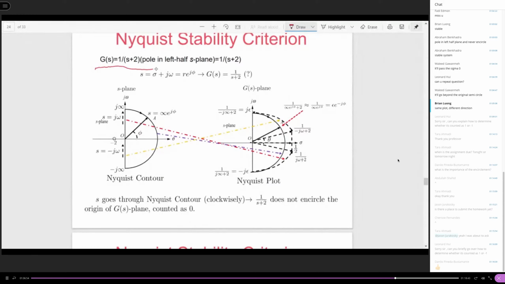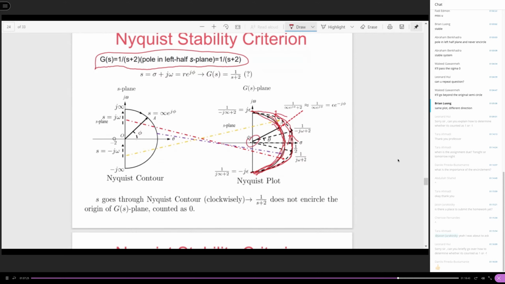So when you have a pole in the left half plane and you evaluate that, you're going to find out that the plot is going to go this way. You see, it's going to go this way. This is exactly what you're going to see. So the plot is going to go from the semicircle and then goes the other way. Go up. So it's counterclockwise.